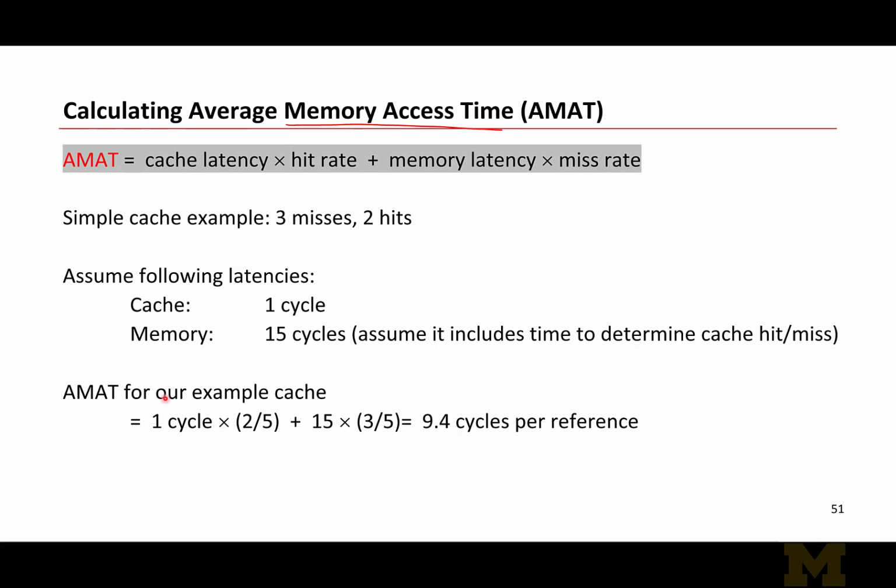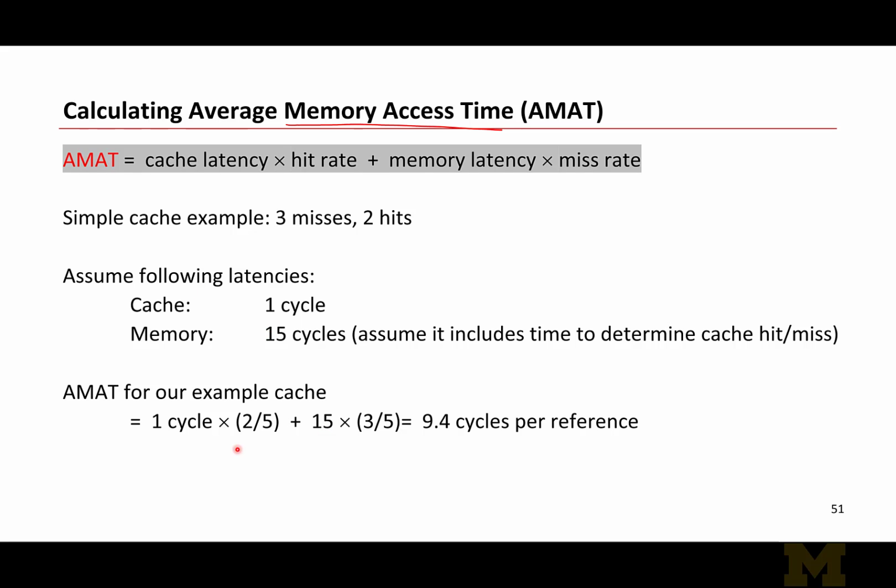Another way to do it would be to use this formula that is given to us here. What it says is AMAT can be computed as the cache latency, which is 1 cycle in our example, times the hit rate, meaning what fraction of the memory accesses hit the cache. So that fraction of memory accesses would have to incur only the cache latency. For the remaining fraction of memory accesses, I would have to incur the latency of memory, which is 15 cycles.